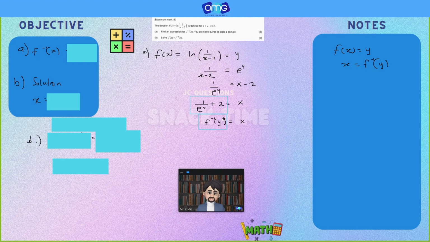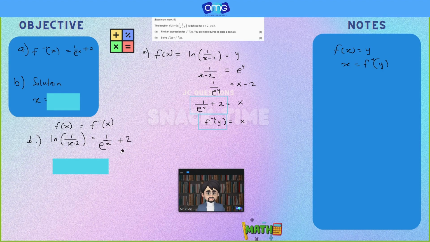So f inverse x, we just substitute y into x, which is 1 over e to the power of x, plus 2. And part b, solve f(x) equals f inverse x. f(x) equals this, while f inverse x we found in part a, which is that. Using the GDC calculator, we find x equals 2.12 and 2.12, and that's the answer.